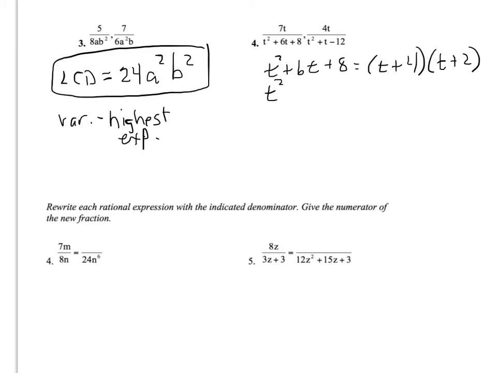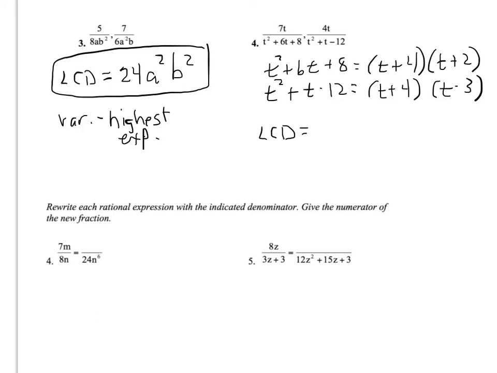My second denominator, t squared plus t minus 12, is going to factor into t plus 4 times t minus 3. If you need a review for factoring, remember you can go back and watch the video on how to factor. Same process, I have to have at least one of each different factor.